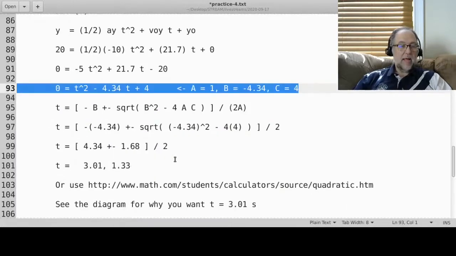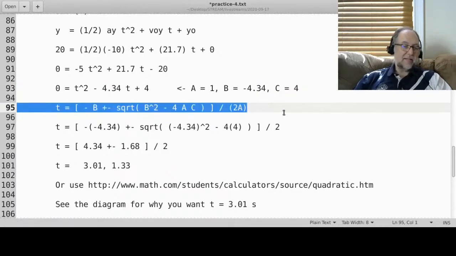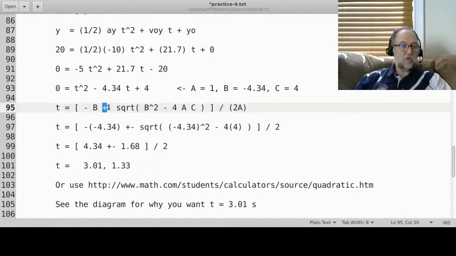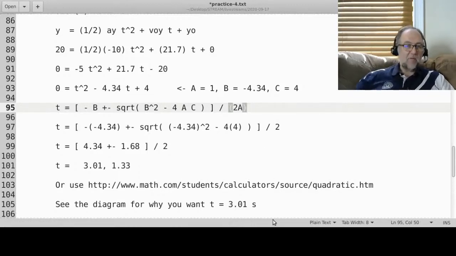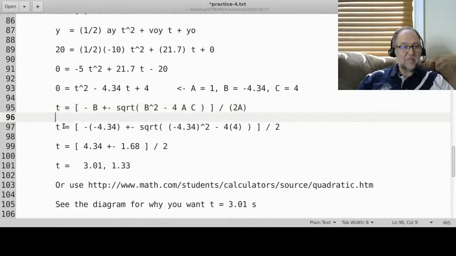The quadratic equation looks a little funny in the text editor here, but I think you can read it. It's -b plus or minus, because there's always two solutions with a quadratic, -b plus or minus the square root of b squared minus 4ac, all of that divided by 2a. Then substituting in the numbers, the only thing you have to be careful of is that b is negative, so make sure you get all the negative signs right.